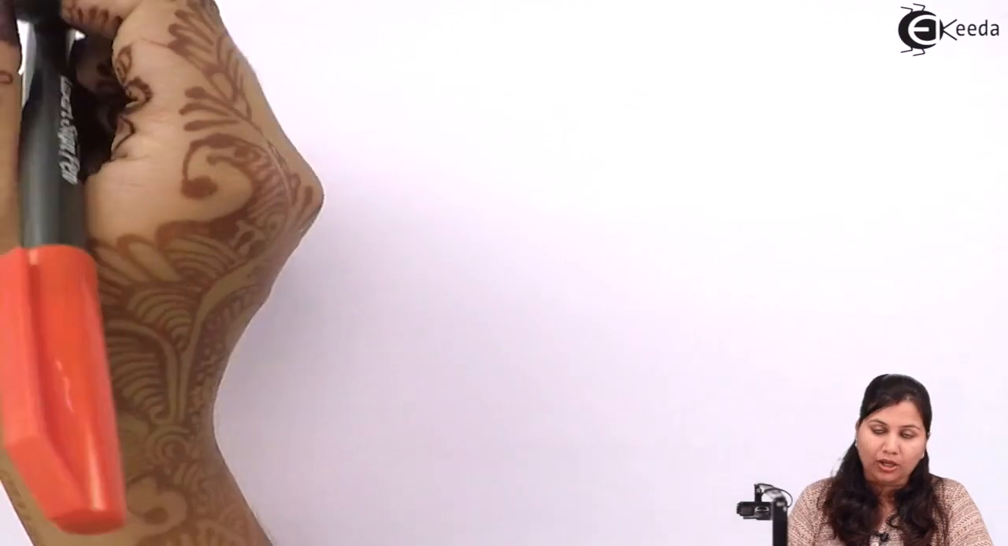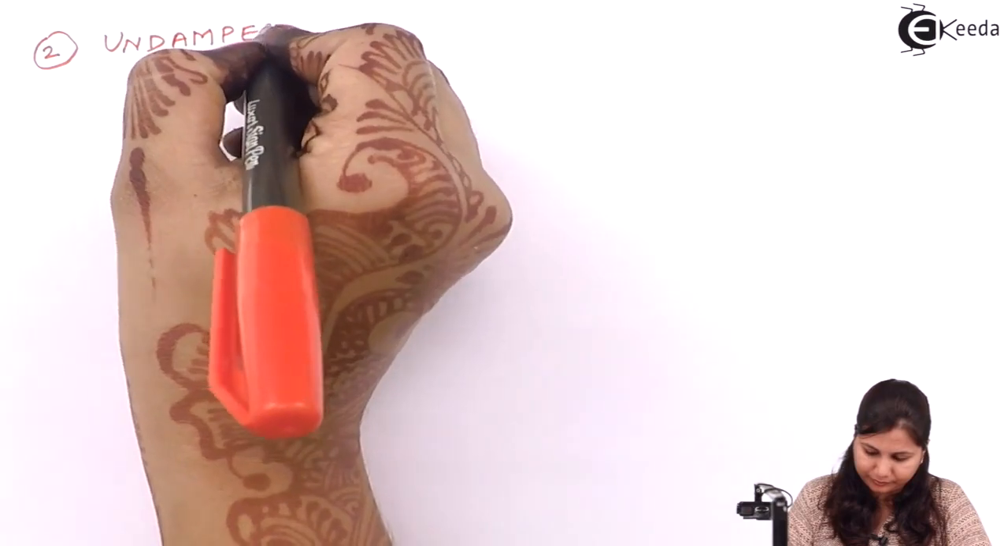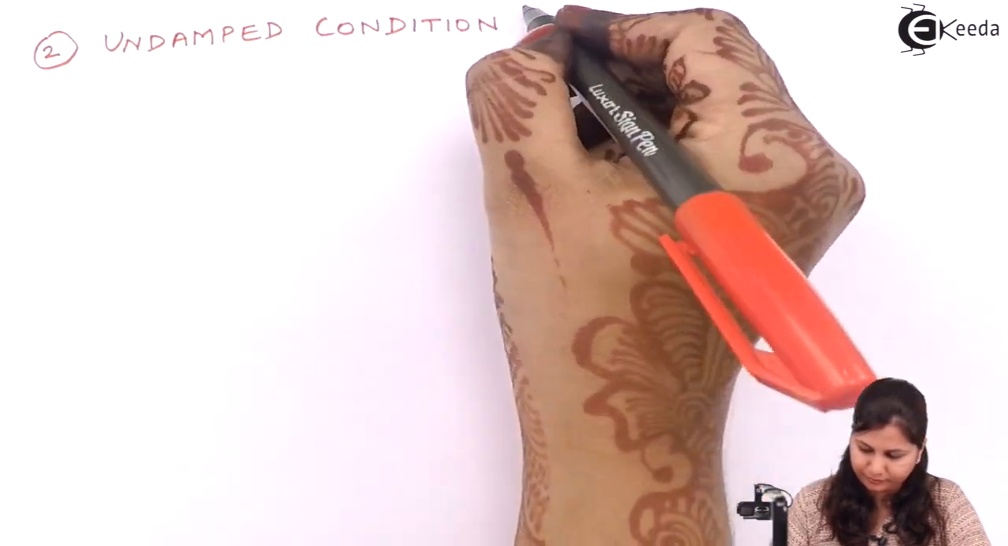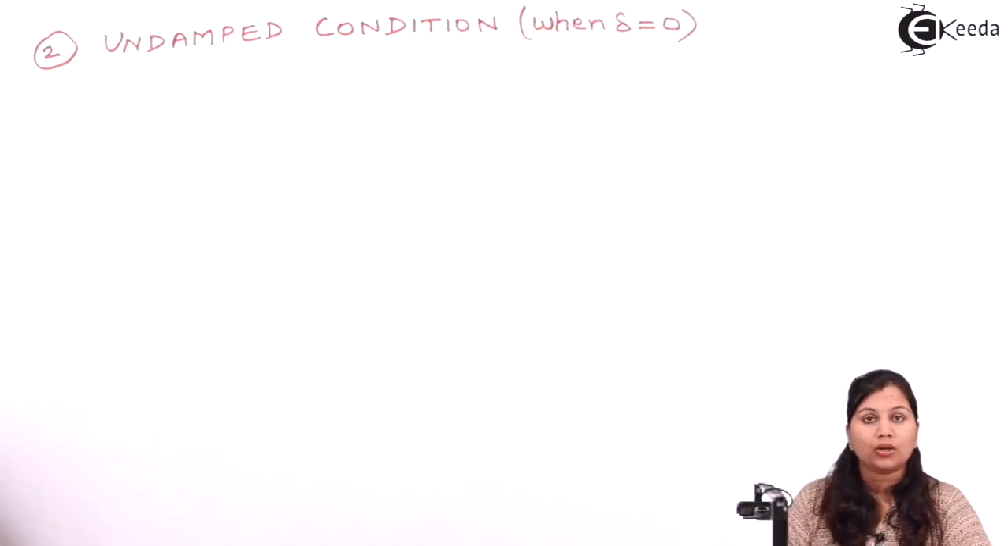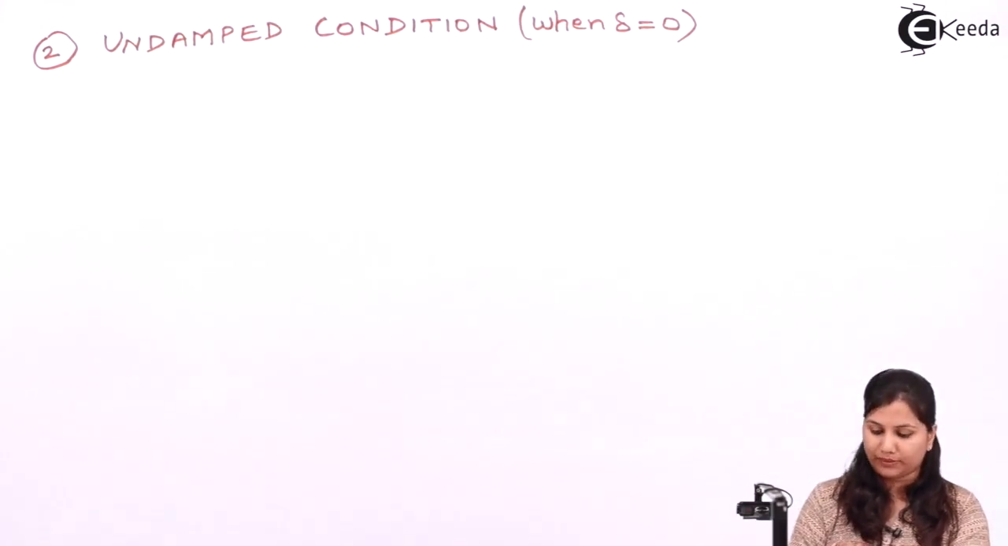So up till now we have studied the time response for the different values of del. We have studied the first case, when the value of del is between 0 and 1, that is the underdamped condition. Now the second case is when the value of del is equal to 0. When the value of del is equal to 0, it is called the undamped condition, and the response is called the undamped response.